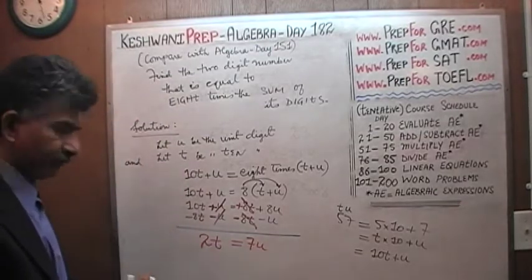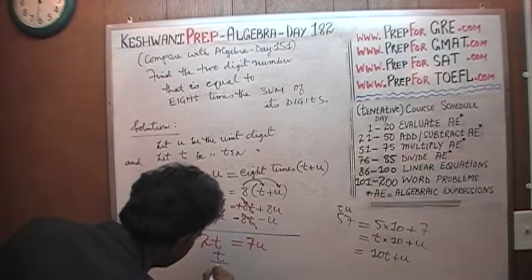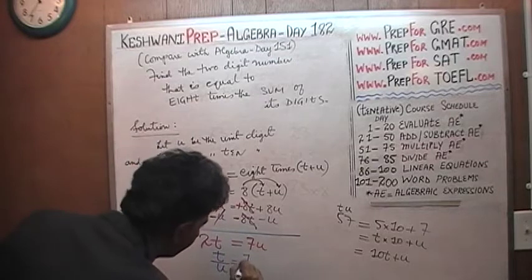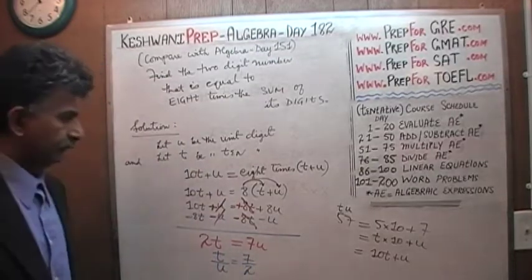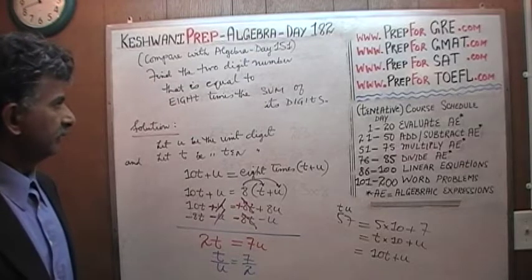Which tells us, if we were to continue further, that the ratio of the 10 digit to unit digit is 7 to 2. We're not quite done yet, we still haven't located a number yet. 7 to 2 is the answer.